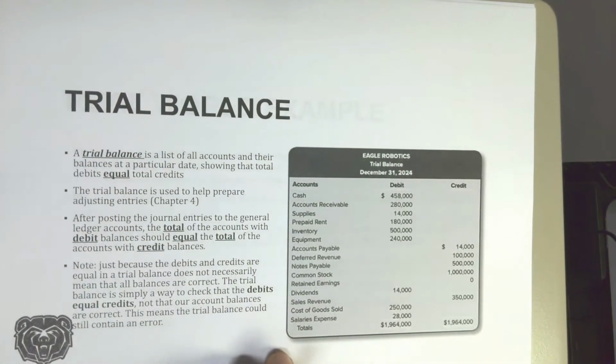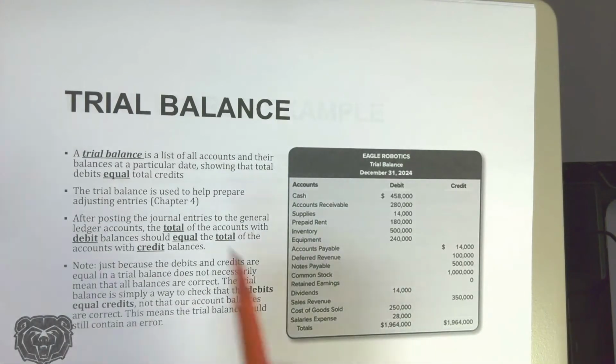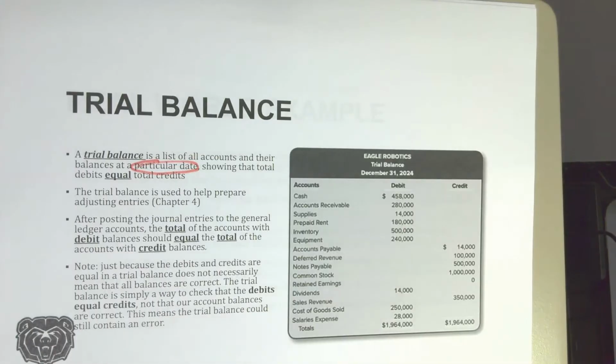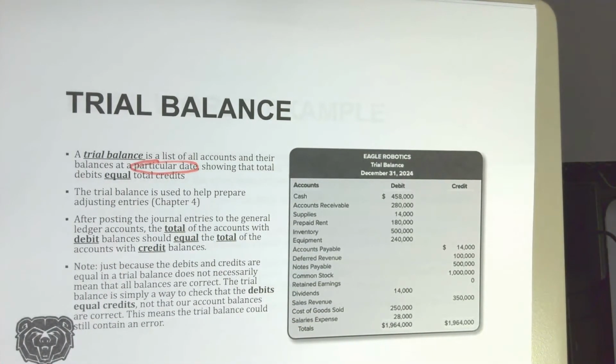Now, the trial balance basically lists out all the accounts and their balances at a particular date. So this is like a balance sheet, right? Anything with balance in it is going to show a particular date. So what the trial balance really does is we show the equality between debits and credits. So essentially, total debits equal total credits, okay?